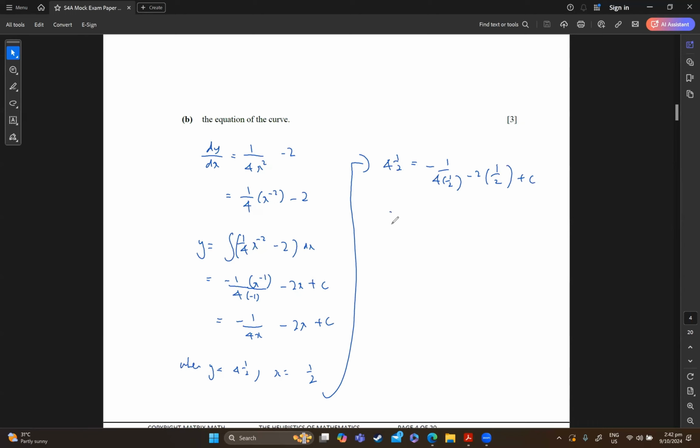Okay, so write this as an improper fraction, 9 over 2. It's the minus half minus 1 plus c. So 5 equals minus 1 plus c. So you bring the minus half over here, it becomes positive half, 10 over 2, 5. So c equals 6. So your equation of the curve is y equals minus 1 over 4x minus 2x plus 6.